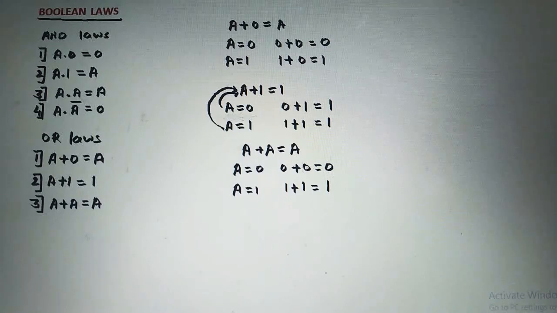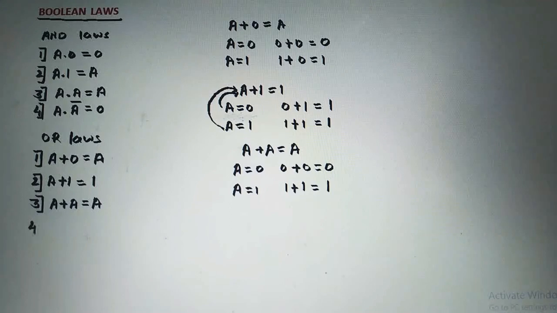So we can say that ORing an input with itself, that means a plus a here, results in the same output. So a plus a is equal to a. So ORing an input with itself results in the same output. So this is the third OR law.